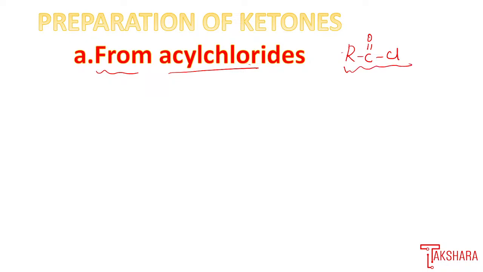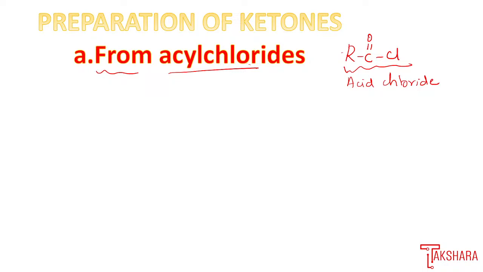This is called an acid chloride or acyl chloride. Now, by using this acid chloride, how do we prepare ketones? Here this method uses a Grignard reagent as the reagent.